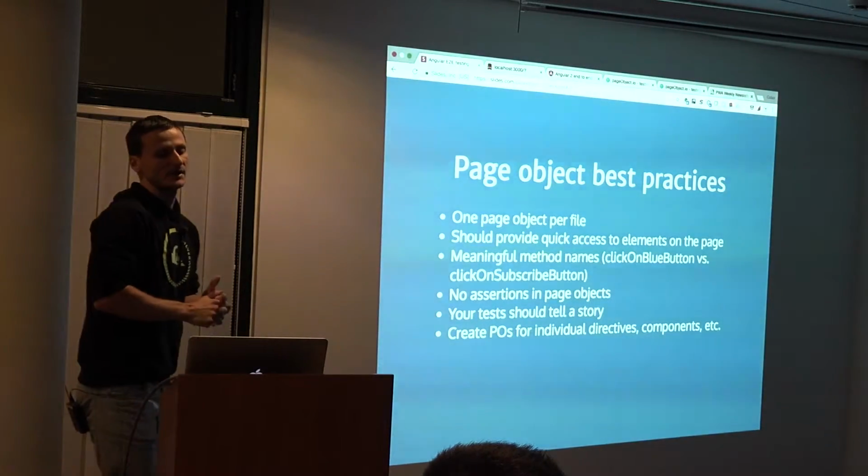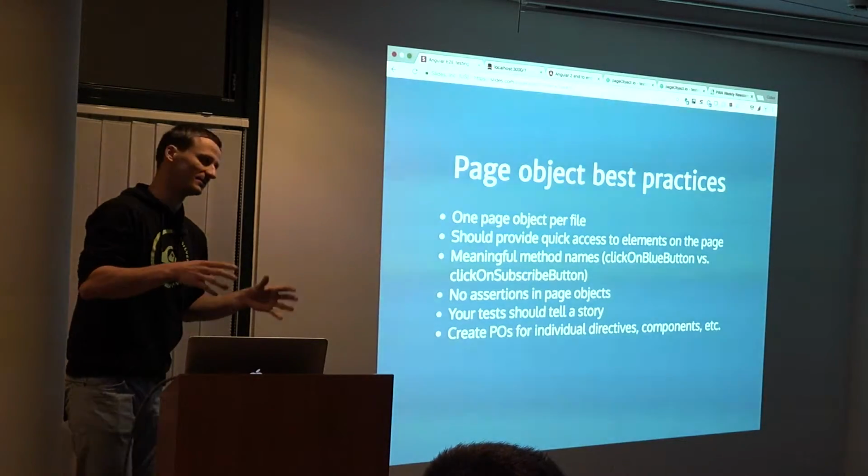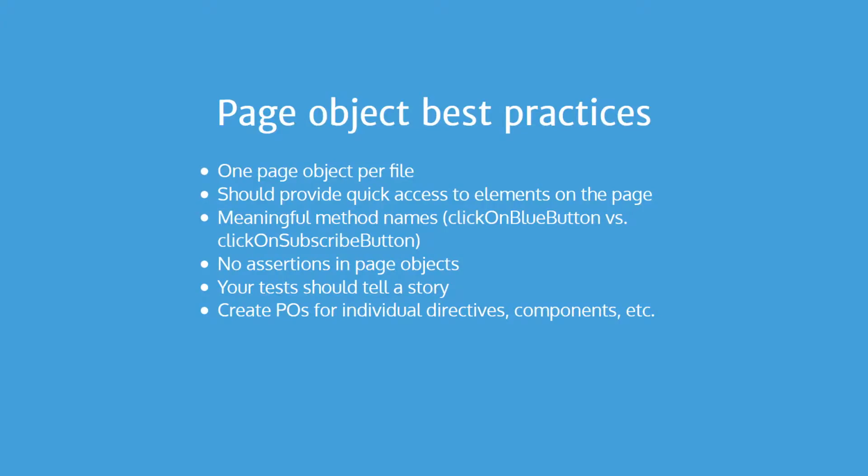As I said, the page object methods should describe the business functionality, not the implementation details, and they should provide quick access to the elements on your page. So you need to give meaningful names to your page object methods, and try to move away from the visual things and describe everything from a business point of view. For example, if I have a blue button on the screen, which by the way subscribes to a service, then instead of calling it click on blue button, I should call it click on subscribe button, because tomorrow the designer might change it to a red button, and then your tests will not make much sense after that change.